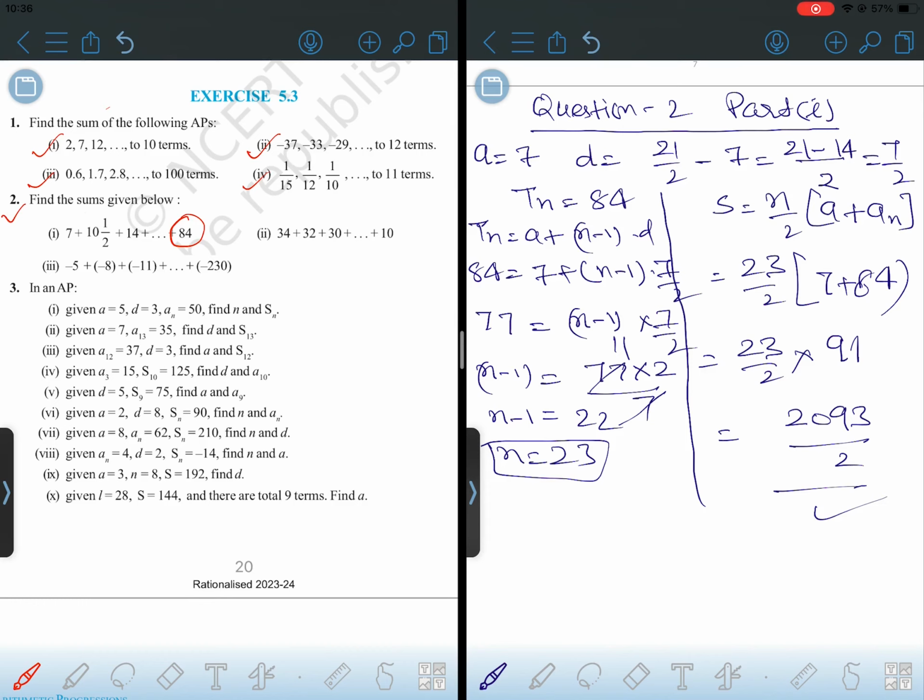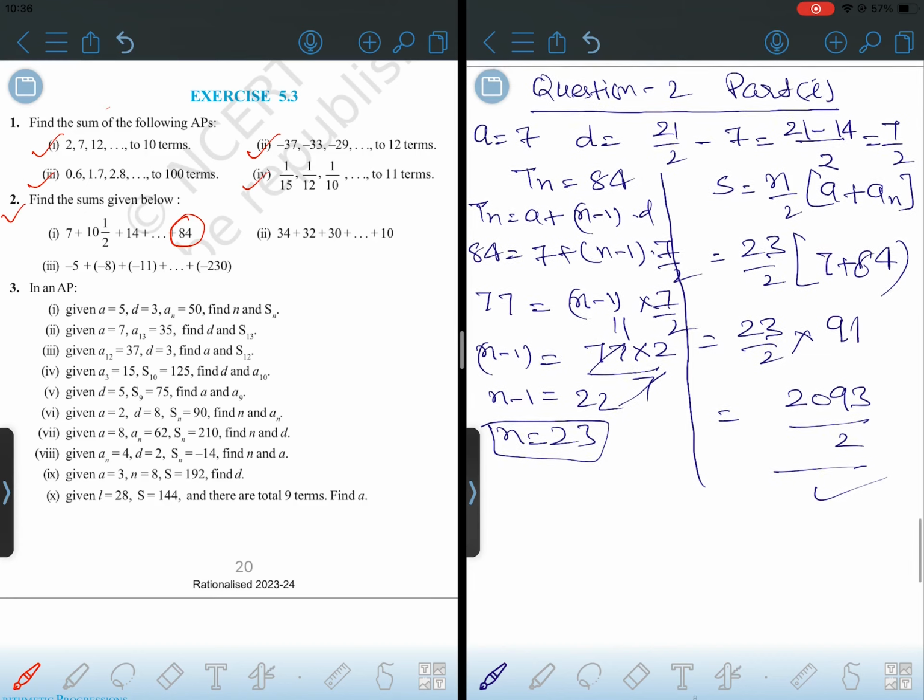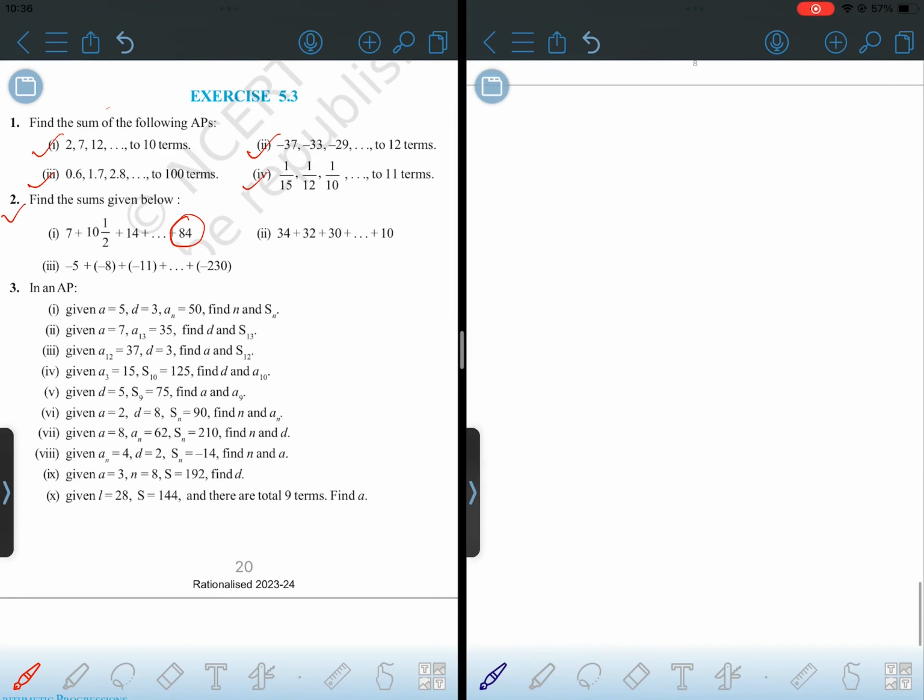Okay. So this is the solution of the first part of the second problem. Now let's proceed toward part two of this question. Question number two, part two. So here again, same thing. We are given the value of the first term, that is 34. Then we are also given the next term, so you can find the common difference. d is equal to 32 minus 34.